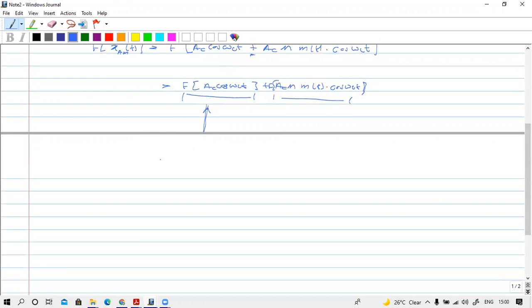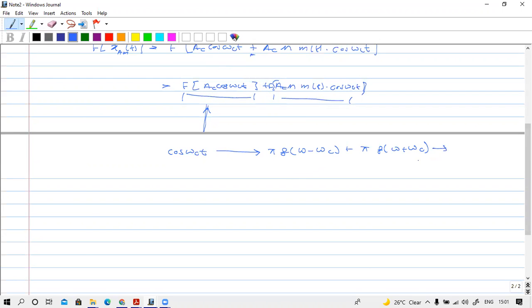If we consider the Fourier transform of cos omega_C t, and find it using first principles, you will get pi delta(omega minus omega_C) plus pi delta(omega plus omega_C). This term you will get. Here the half does not come. So you will get this.